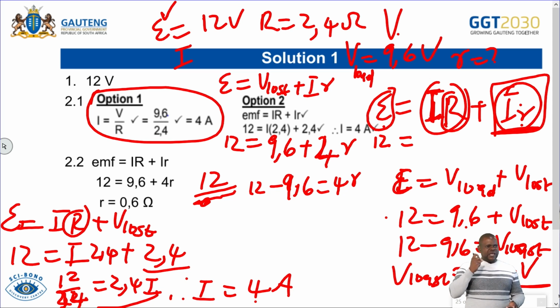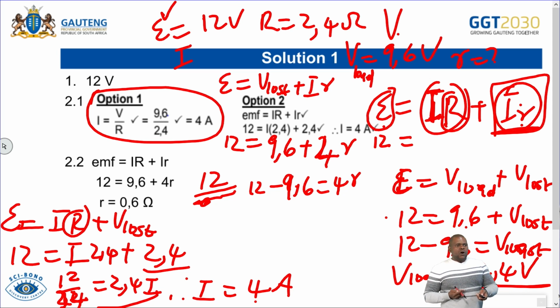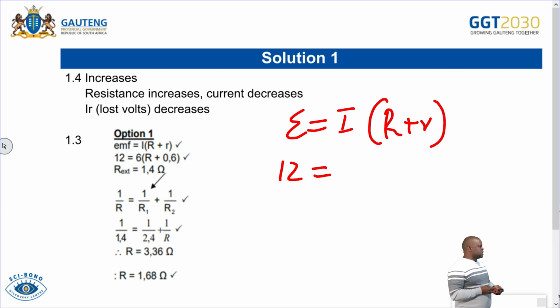It is nice if you take a snapshot so that you don't get confused. Now we're continuing because we have everything else. The 12 is given, we got it from the graph, and 6 ampere is given to us. The R that we see here is the total resistance of the external circuit, and 0.6 is the internal resistance.